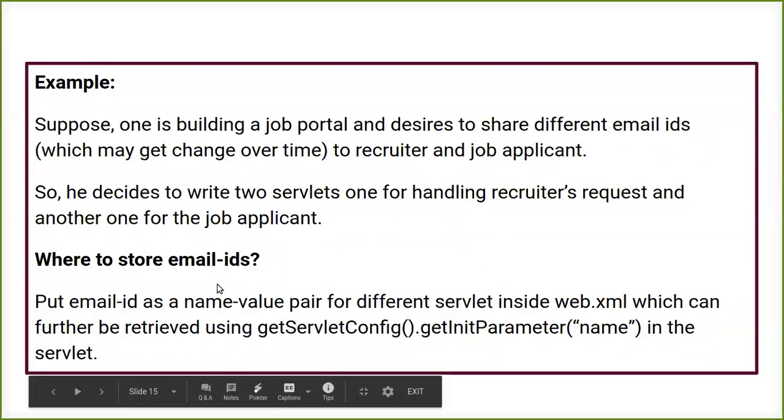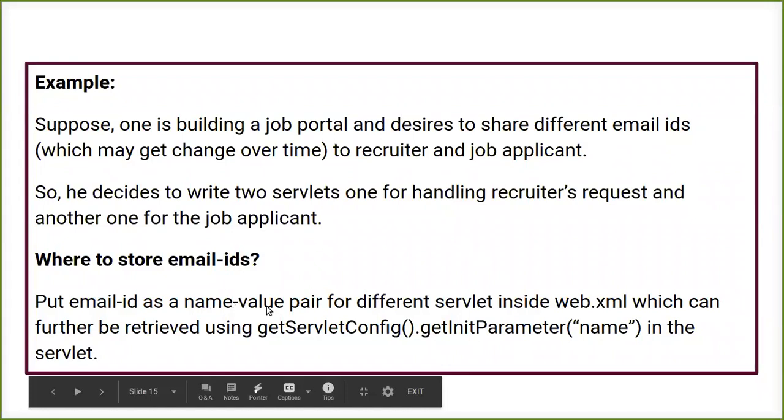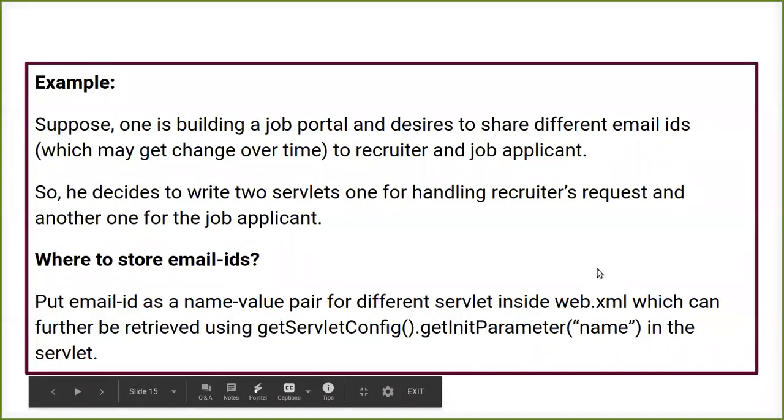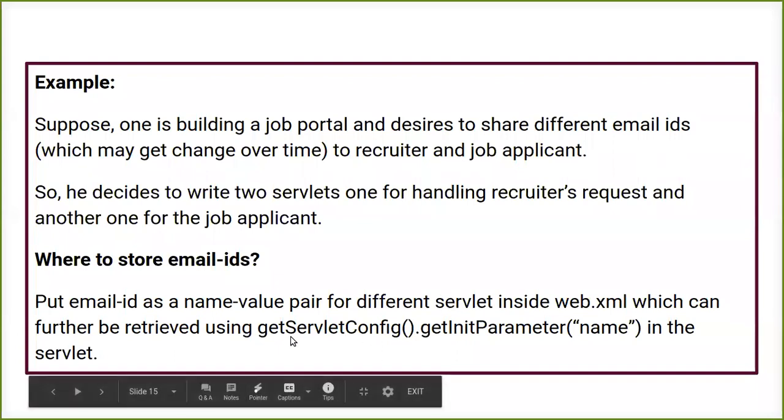Now where am I going to store these two email IDs? Again, it is given in the form of name and value pairs. I can give the name and also the values. Whenever my servlet gets executed, it gets all the data stored in your web.xml. And if I want to know which name I want from the stored data, I can simply use the getServletConfig().getInitParameter method.